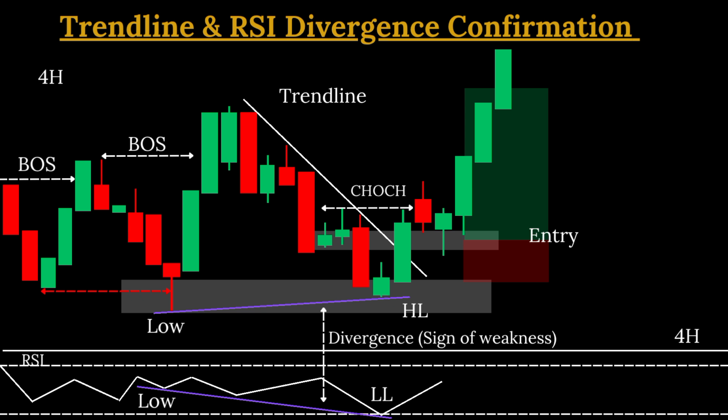Adding RSI divergence for extra confluence. While price may be making a higher high on the 4-hour time frame, the RSI should be making a lower high. This signals momentum weakening and increases the probability of a trend reversal. Entry and risk management: place a stop loss a few pips below or above the key zone to protect capital. Target the next support or resistance level for take profit. Use a trailing stop to capture extended market moves.